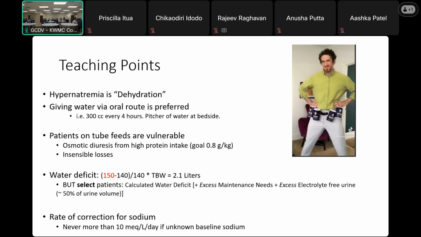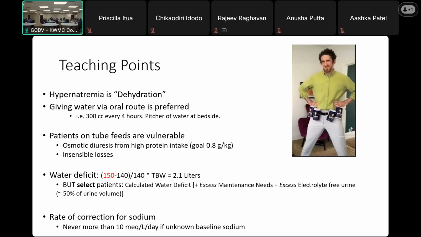So you can calculate the water deficit. I think most of us will quickly get it online. We'll find a formula. It's a pretty straightforward formula. You take the patient's sodium, subtract normal sodium, and divide it by normal sodium, multiplying by total body water, which is about 50% of your weight. And that's going to give you the amount of water deficit the patient needs. So for this patient, giving 2.1 liters, in theory, will get them back to where they need to be based on the formula. But always keep in mind, some patients have excess insensible losses.